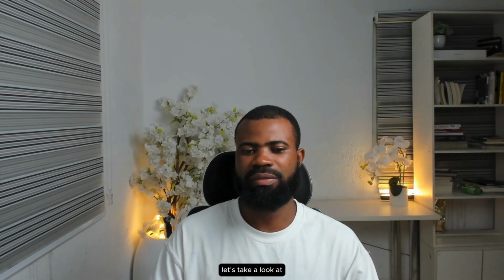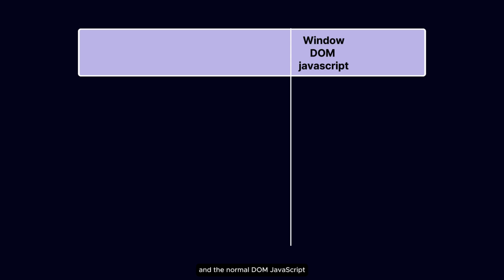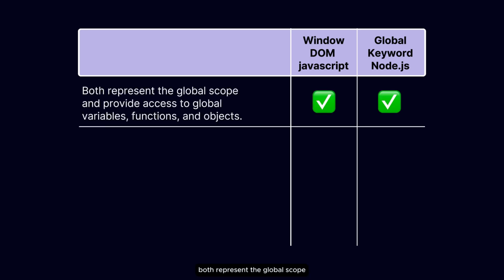Let's take a look at a comparison between the window object in the normal DOM JavaScript and the global keyword in Node.js. In DOM JavaScript, the window object serves a similar purpose to the global keyword in Node.js. Both represent the global scope and provide access to global variables, functions, and objects. However, there are some key differences.